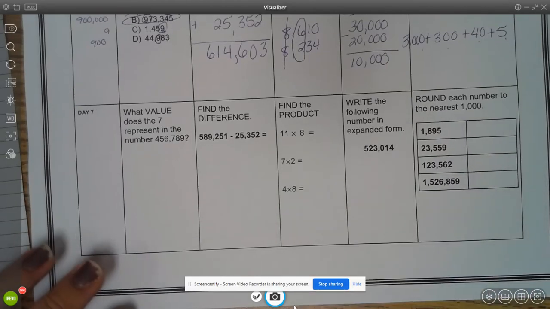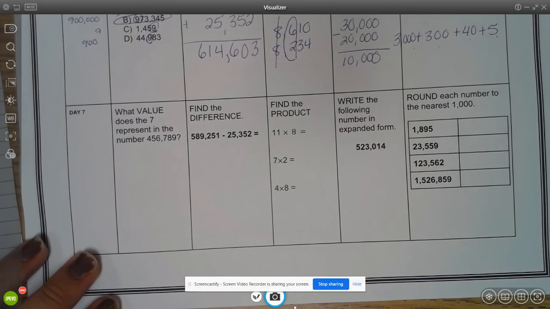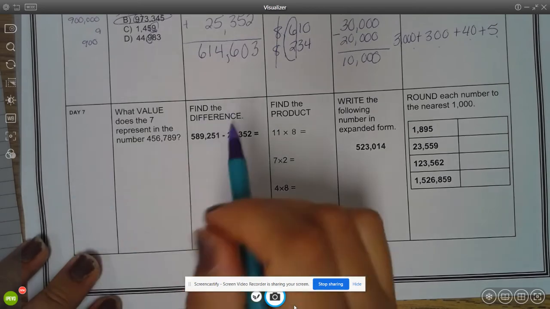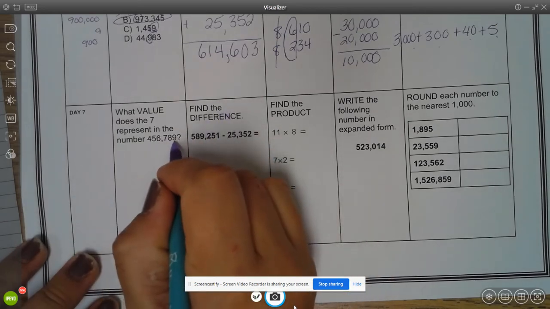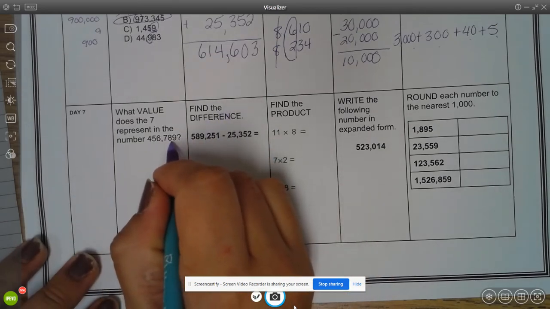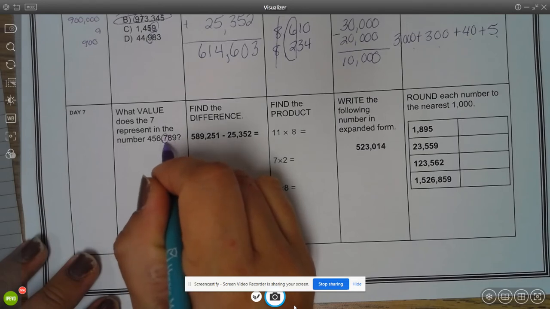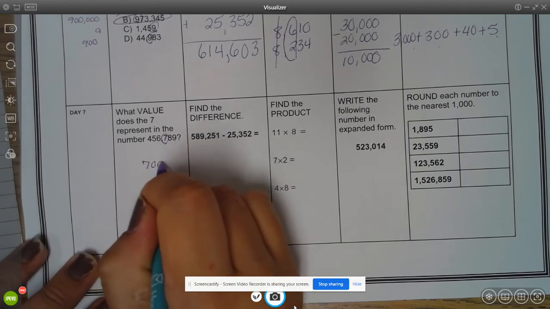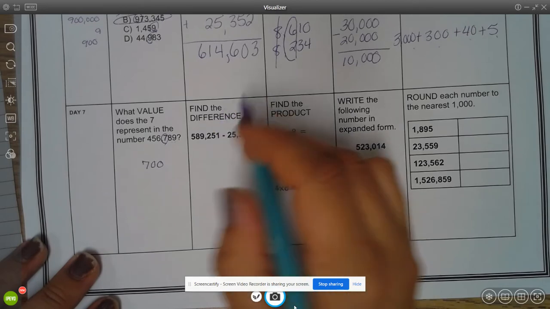All right, here is day 7 warm-up review. What value does the 7 represent in this number? You should have counted over what place value: ones, tens, the hundreds place is where your 7 is, so it is worth 700. Find the difference in the next number.